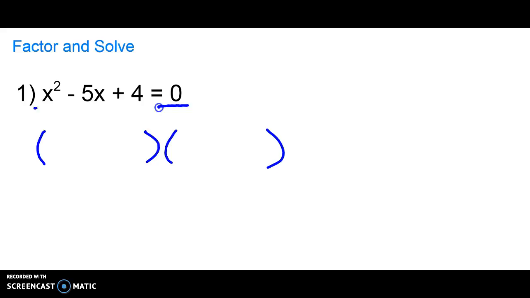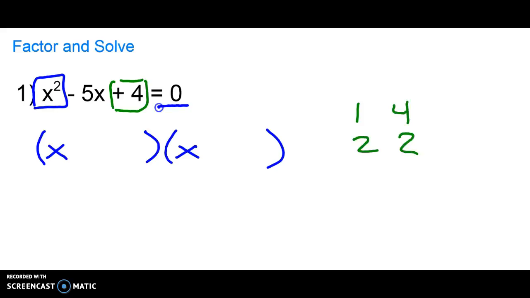So I look at the first term and I think x squared, 1x squared. What is the only way when I multiply two numbers that I'm going to get 1? 1 and 1. And then the only way to multiply to get x squared is to have an x and an x. So I know that that has to be the first spot. But the last spot, which is a plus 4, there are a couple of different ways to get 4. I can have 1 and 4, or I can have 2 and 2. So one of these options has to work.